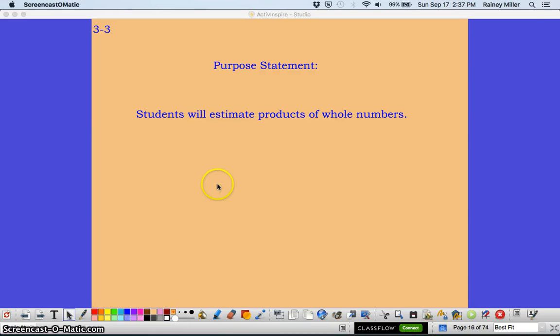Okay, so now we're going to work on estimating products of whole numbers. Now remember, with estimation, the handy thing about that is that you can kind of guess about what your problem should be coming out as, and then that way it's a way for you to be able to check yourself to make sure that you're on the right track.